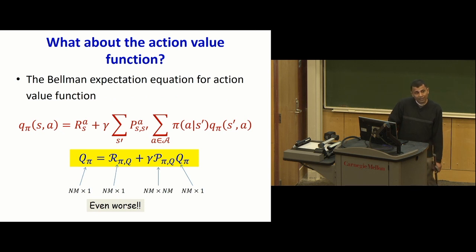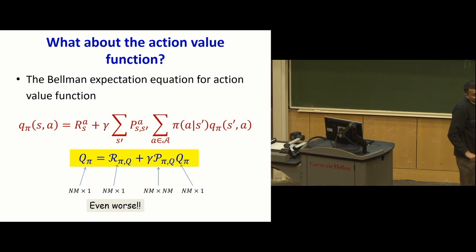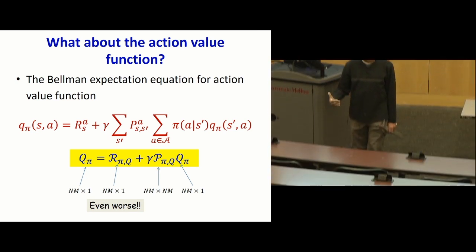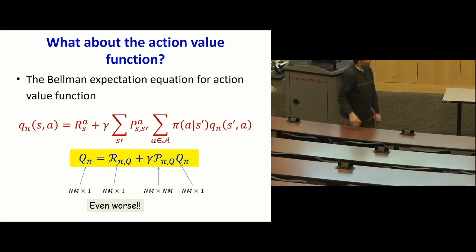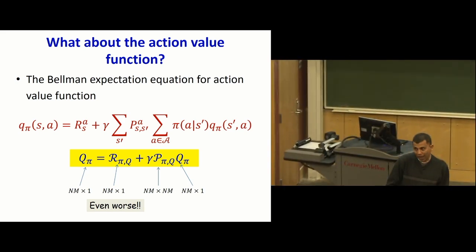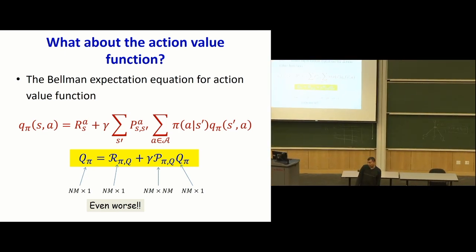Same thing. Suppose I write the equations that relate the state action values. Again, we've seen this Bellman expectation equation for state action values in the last class. And if I write this out as a matrix equation, I'm going to have a column vector which has n times m entries, where n is the number of states, m is the number of actions. And so the matrix that I'm going to invert is n times m cross n times m. And that's going to be impossible to invert, okay?